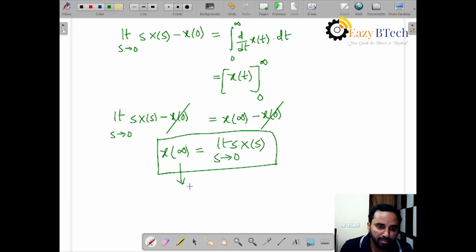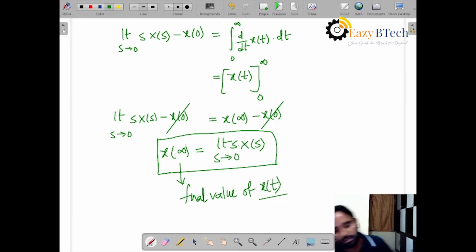Here x of infinity means the final value of x of t, or the signal. So the final value we can find by using this limit formula: limit s tends to 0 of s into X of s. Very easy, simple.